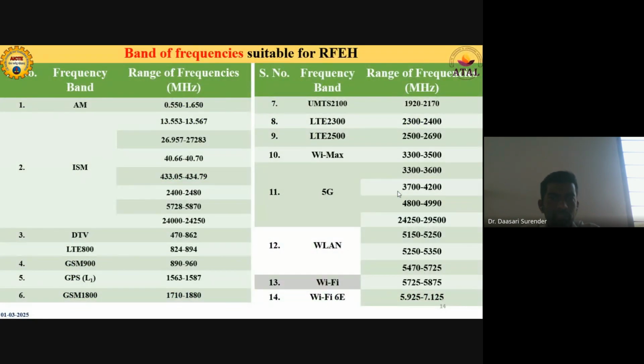So, the band of frequencies that are suitable for the RF energy harvesting approach. In RF energy harvesting, we are utilizing ambient energy, that is, freely available energy from the surrounding atmosphere. So when we design the antenna for the rectenna system, we must select the appropriate frequencies that are available around us. The various bands of frequencies available in the ambient environment are given in the table.